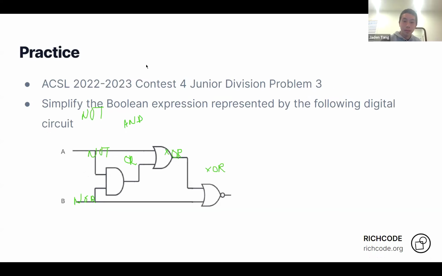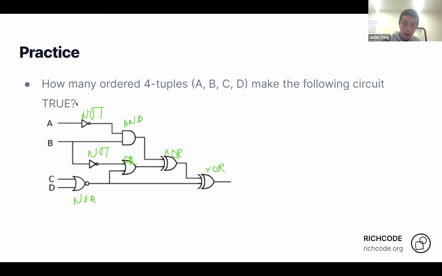Sorry, I just realized I went back a slide by accident. Wait, no, here.